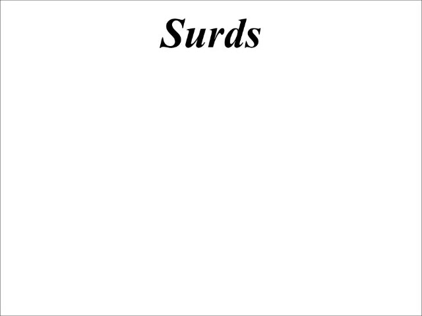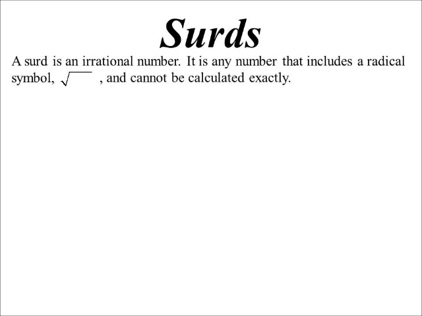Surds. We've been talking about irrational numbers. Probably the most common one we deal with are surds. And a surd is simply any number that includes a radical symbol. In case you're unaware, a radical symbol is that square root sign, like that. And can't be calculated exactly.